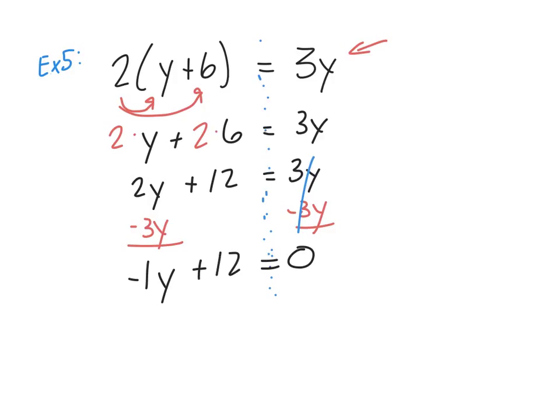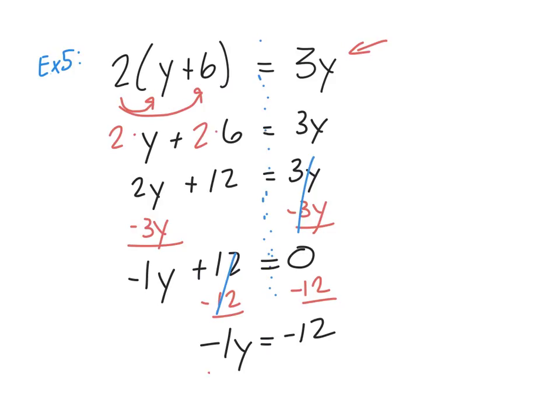Now we're at an equation that we've dealt with before, right? This is a two-stepper. We're going to deal with the plus 12 by doing minus 12 on both sides. And the 12's cross out. And we get negative 1y equals 0 minus 12 is negative 12.